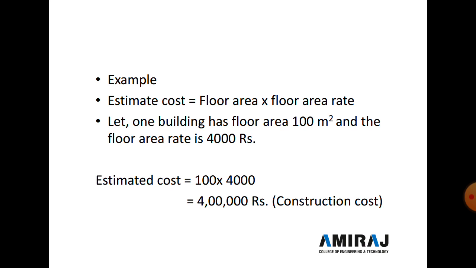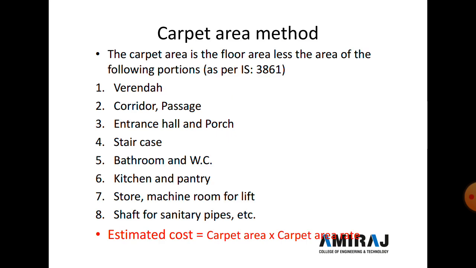So here the estimated cost is the floor area multiplied by the floor area rate. Let us consider one building has a floor area of 100 square meters and a floor area rate of 4000 per square meter. So the estimated cost, or total construction cost, is equal to 100 multiplied by 4000. So the answer is 4 lakh rupees. So 4 lakh rupees is the total construction cost.